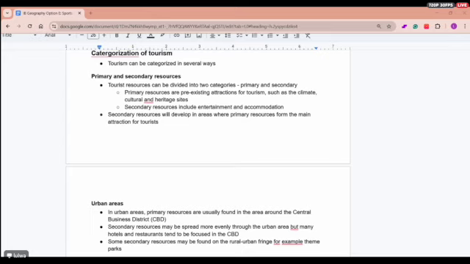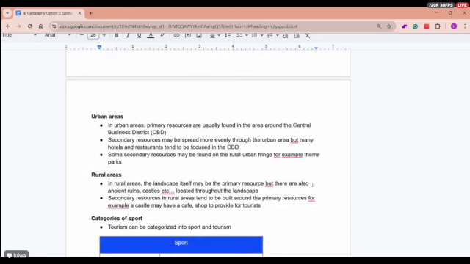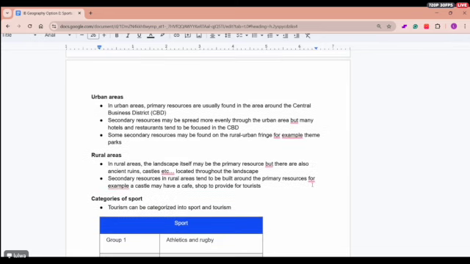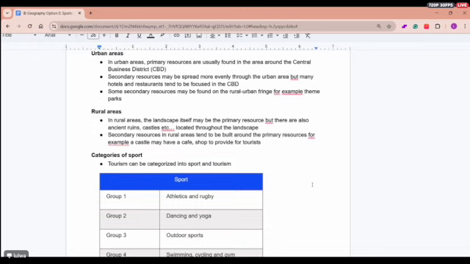So it's services or attractions built above the pre-existing features. So in urban areas, primary resources are usually found in the CBD, and secondary resources may be spread more evenly through the urban area, but many hotels and restaurants tend to be focused in the central business district. And some secondary resources might be found on the rural urban fringe, such as theme parks.